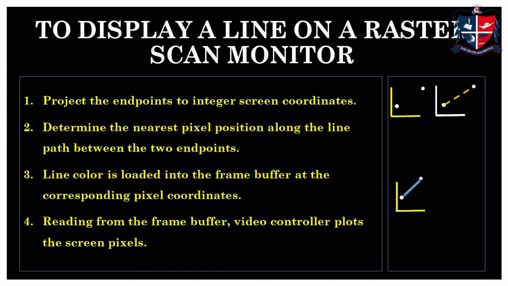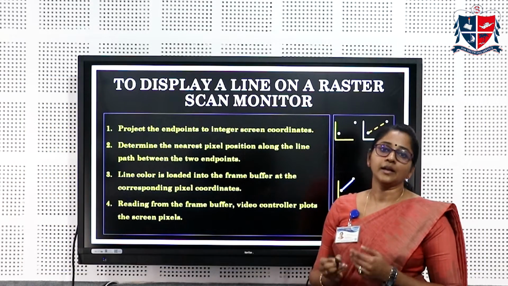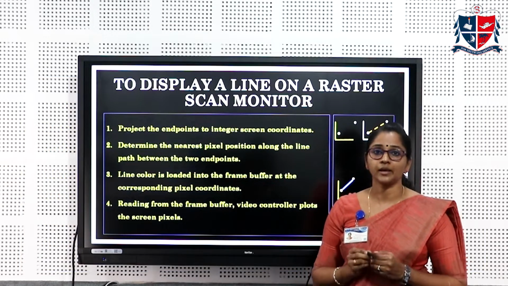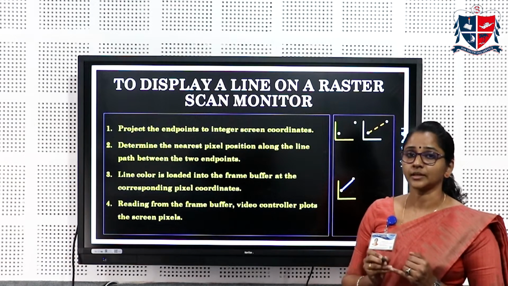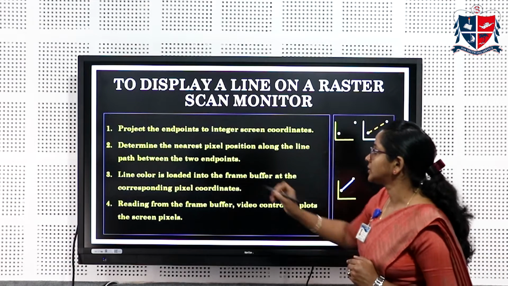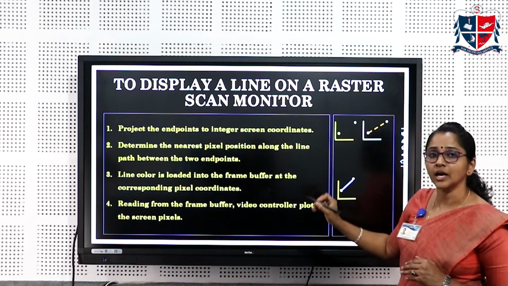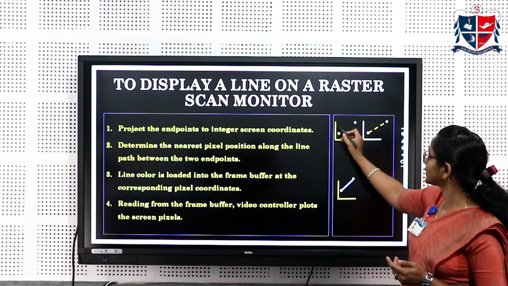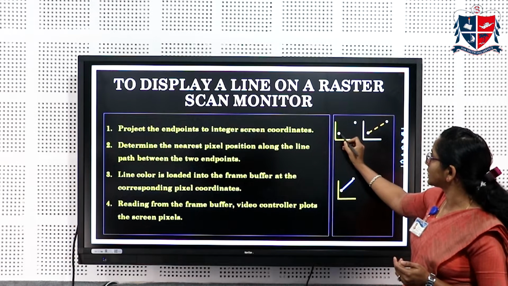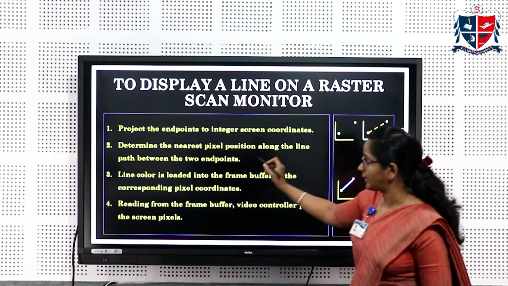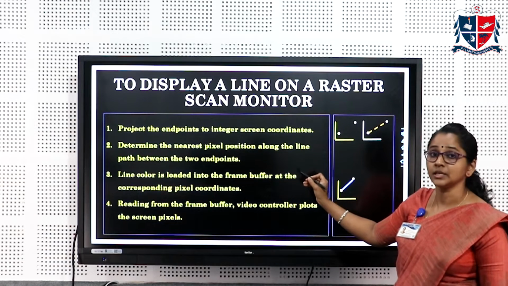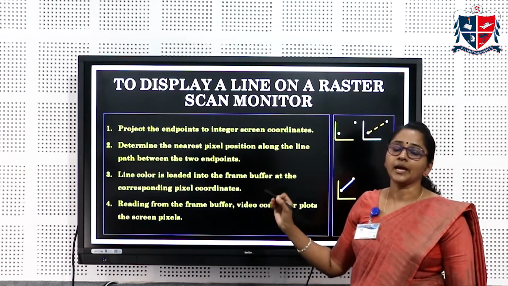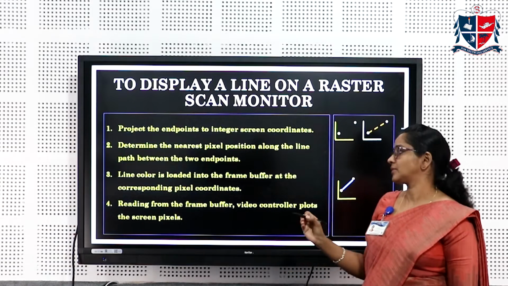Now, how to display a line on a raster scan monitor? This is the technical version of how to draw a line on a raster scan monitor. We are already given the endpoints, that is, the starting point and the ending point. We need to project these endpoints to integer screen coordinates, that is, locate these points on the graph. See this, we have located the starting point and the ending point on the screen, and we determine the nearest pixel position along the line path between the 2 endpoints. We can do this with the help of any of the line drawing algorithms.